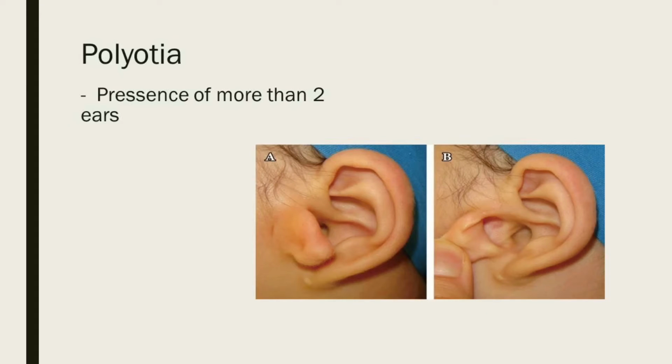Polyotia is an extremely rare type of congenital external ear malformation which is defined as an accessory ear that is large enough to resemble an additional pinna. The terms mirror ear or accessory ear are sometimes used.